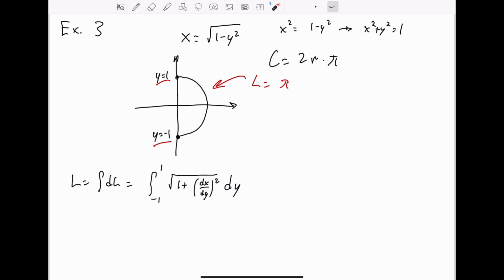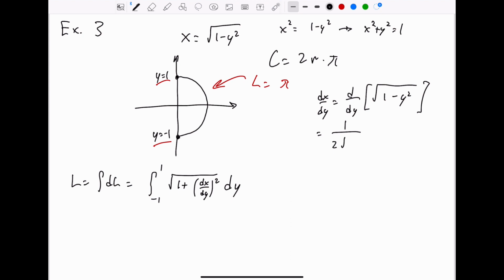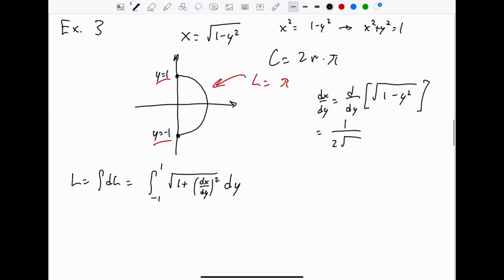So let's find dx/dy. We need to take the derivative here. That is the derivative with respect to y of the square root of 1 minus y squared. Now, this requires the chain rule. First, we need to find the derivative of the square root and then multiply by the derivative of the inner function. So the derivative of the square root is 1 over 2 square roots, and we have the inner function 1 minus y squared. Now we multiply by the derivative of the inner function.